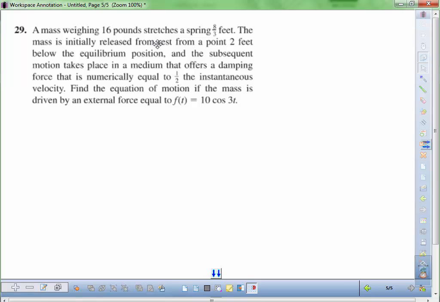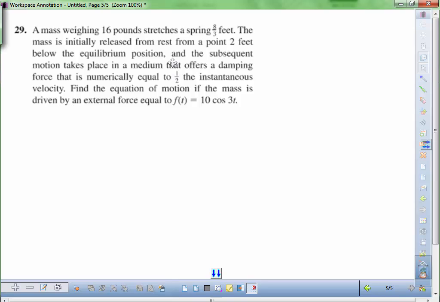The mass is initially released from rest at a point 2 feet below the equilibrium position, and a subsequent motion takes place in a medium that offers a damping force that's numerically equal to half the instantaneous velocity. So that's going to be your beta, the constant that's going to be multiplied with the instantaneous velocity.